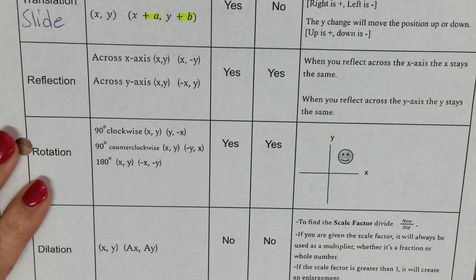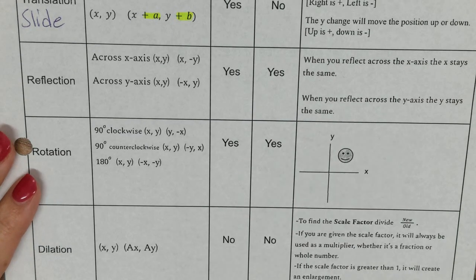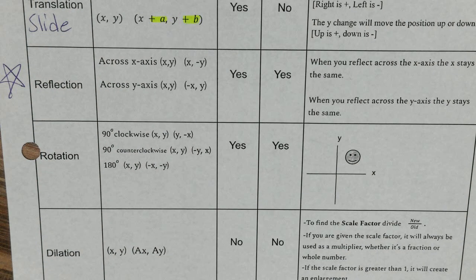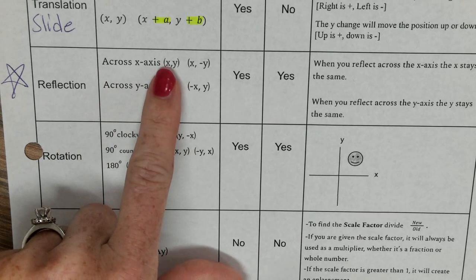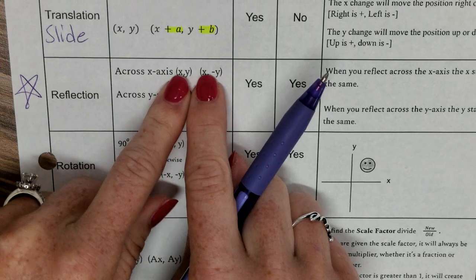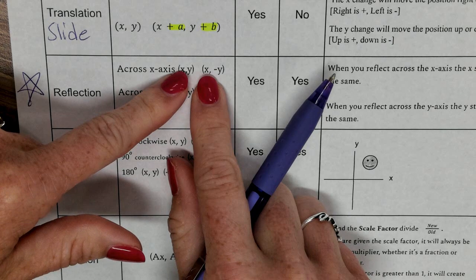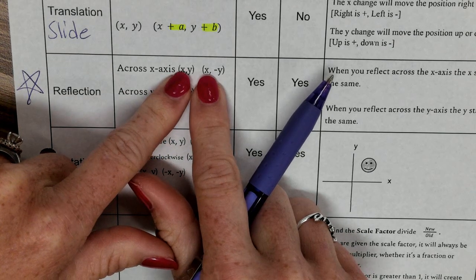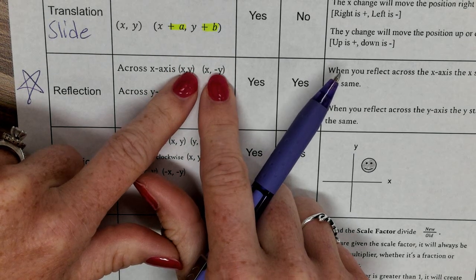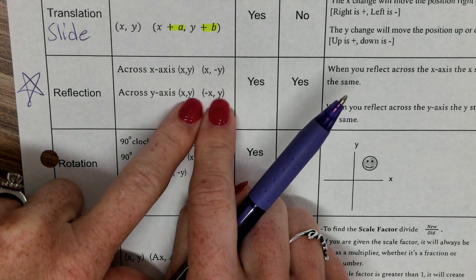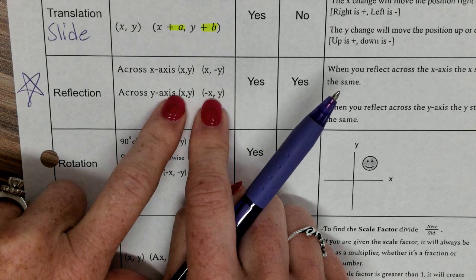All right, put a star by reflection. Why am I asking you to put a star by it? What did I tell you all about reflections? You need to memorize these 2 rules. When I reflect across the x-axis, the x stays the same. The y becomes opposite or negative. When I reflect across the y-axis, the y stays the same and the x becomes opposite or negative.